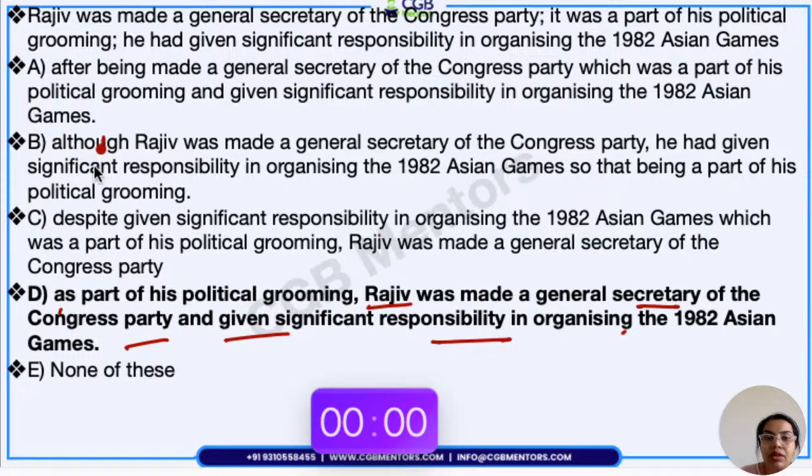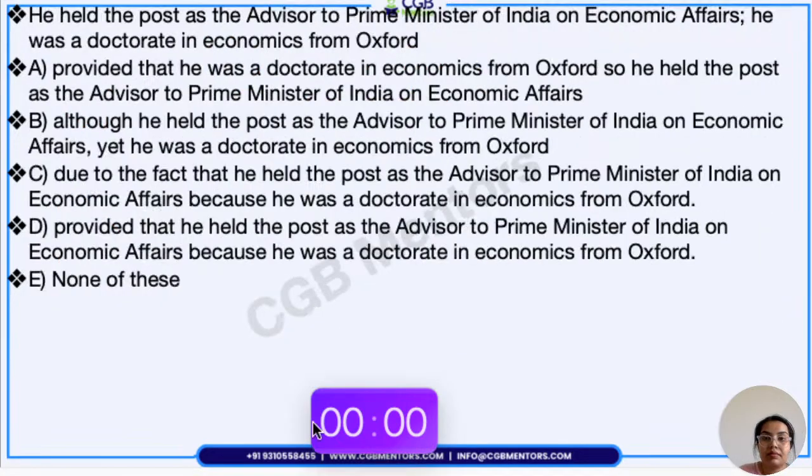Despite, although, यहाँ पे contrast है ही नहीं, so we cannot use them. After being made secretary of the party which was part of his grooming and given responsibility, but इसमें राजीव कहाँ गया? So, this is incomplete in itself. There are two parts. Of course, there is an added connector in the options. So please see how well you can connect these two using any of the connectors here.